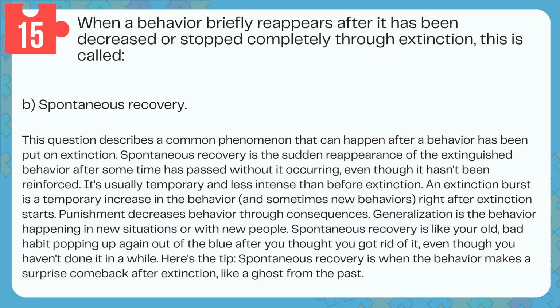Spontaneous recovery. This question describes a common phenomenon that can happen after a behavior has been put on extinction. Spontaneous recovery is the sudden reappearance of the extinguished behavior after some time has passed without it occurring, even though it hasn't been reinforced. It's usually temporary and less intense than before extinction. An extinction burst is a temporary increase in the behavior, and sometimes new behaviors, right after extinction starts. Punishment decreases behavior through consequences. Generalization is the behavior happening in new situations or with new people.